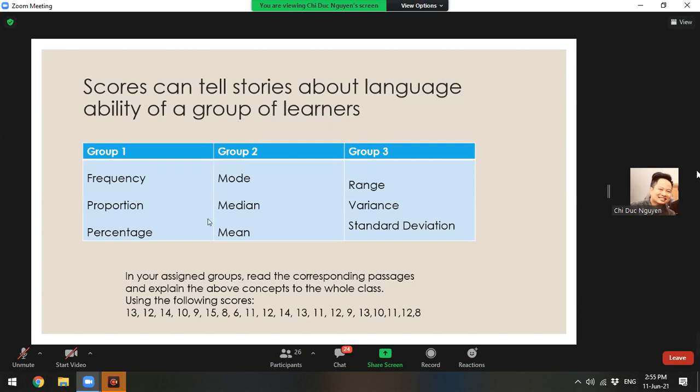And now, I would like to go to the second group of 3 indices: mode, median, and mean. What do they mean? And why do we need them?